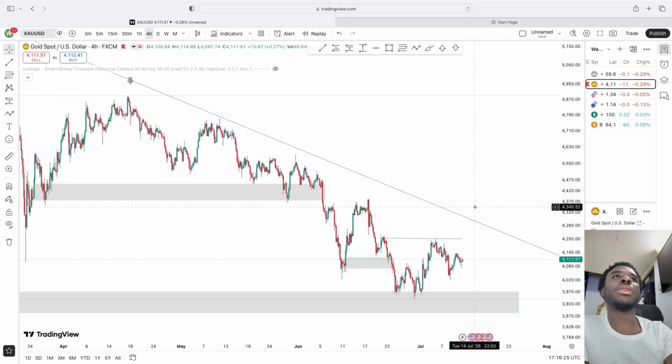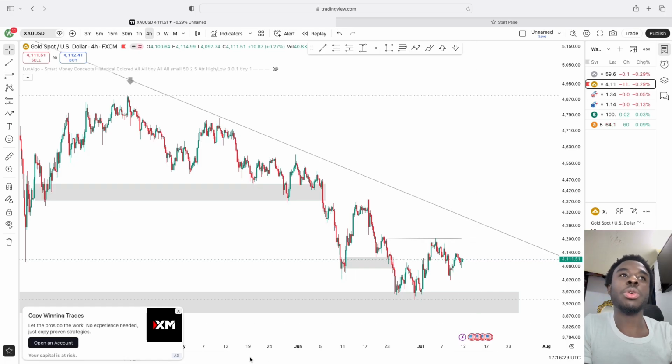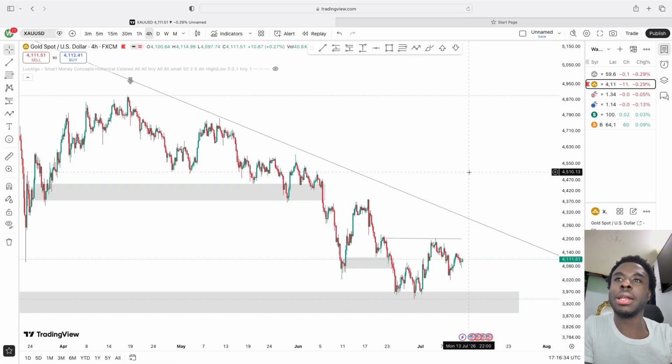So this is my weekly outlook on DXY and gold. That's the most important thing, because that's what we trade. We don't want to trade or analyze any other thing. You always have to focus on one pair if you want to be profitable.